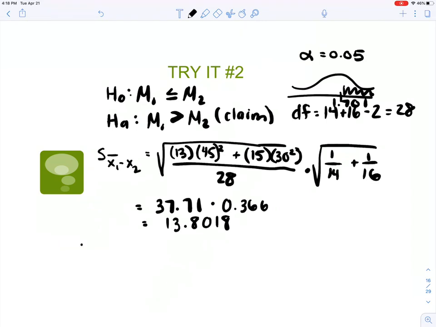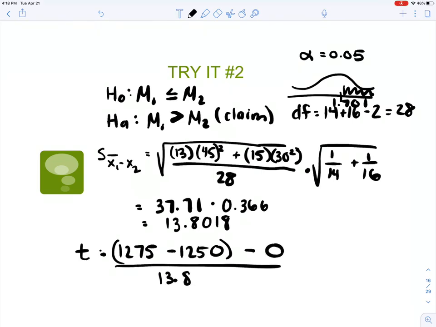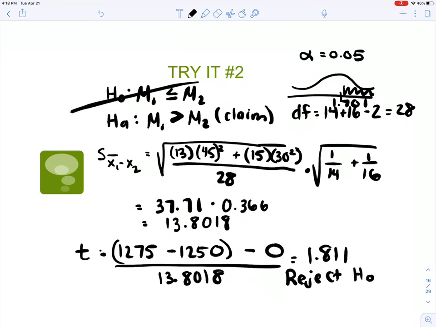Okay, so now you plug it into your t equation, which would be x bar 1 minus x bar 2, always assuming the difference is 0 between the populations, divided by my standard error. Looking at this, this is in my rejection region, so I would reject H sub O, which means if I'm throwing that out, I am supporting the claim.